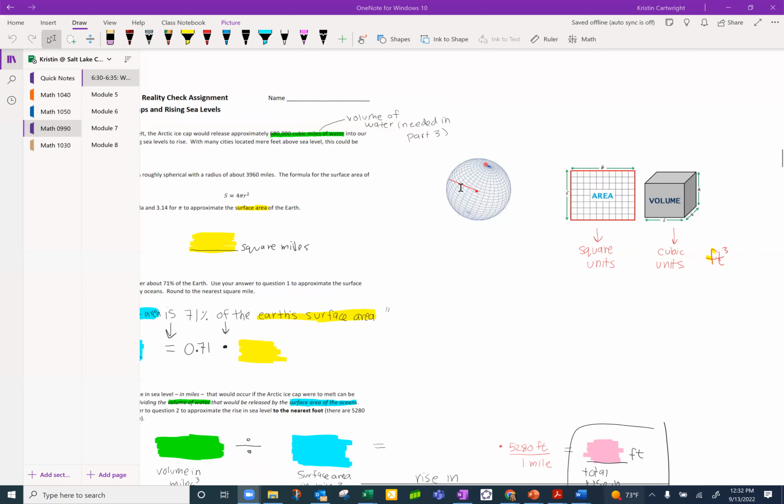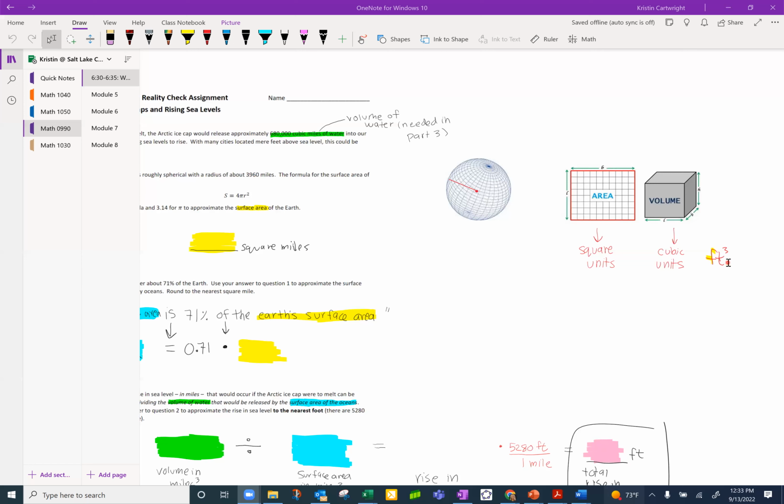Well, the surface area is the outer part of this Earth. The volume is, and surface area, by the way, or any area, is in units of square units because we have 2 dimensions, length and width. Volume has 3 dimensions, length, width, height. So it's in cubic units versus square units. And so it's important to note that as you do each part.